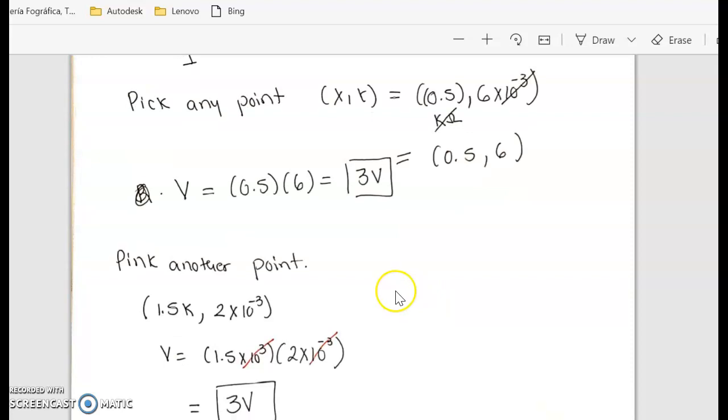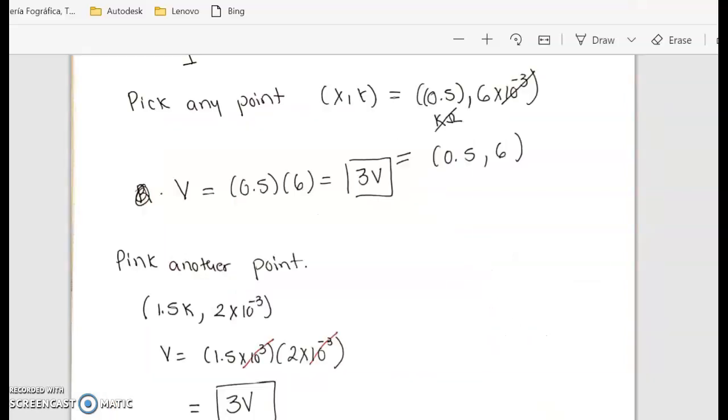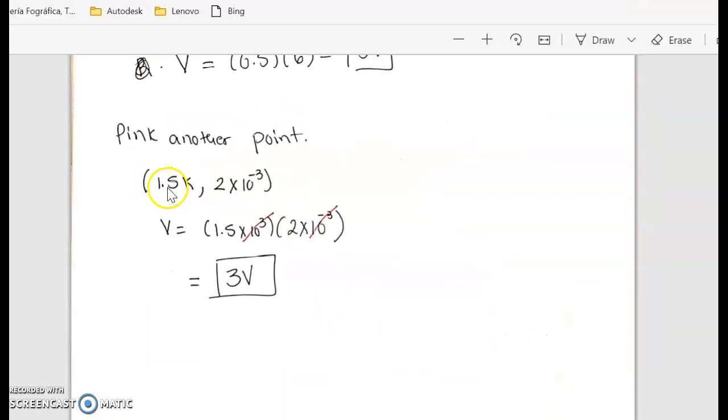I can pick another point. Let's go back and pick another point. I can pick this point right here: 2 for current and 1.5 for resistance. In that case, I'm going to have 1.5 kilo ohms for resistance and 2 milliamps for current. So if I multiply them, I get again 3 volts. And that makes sense. The 3 volts should be constant all across.